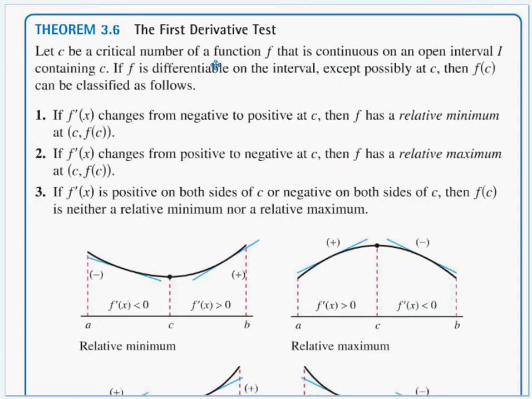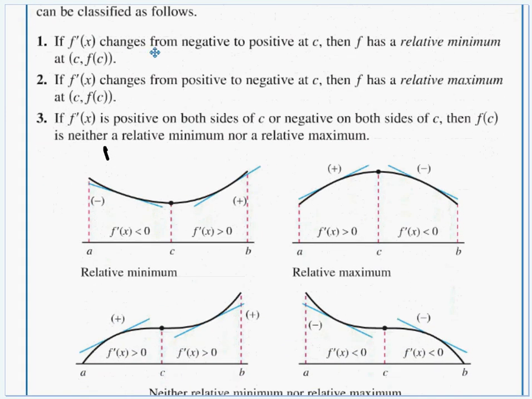So here is the actual first derivative test. To set it up, c is a critical number of function f that is continuous on our open interval containing that point c. If function f is differentiable on the interval, except maybe at point c itself, then f of c can be classified as follows. If the derivative changes from negative to positive, then we have a min.